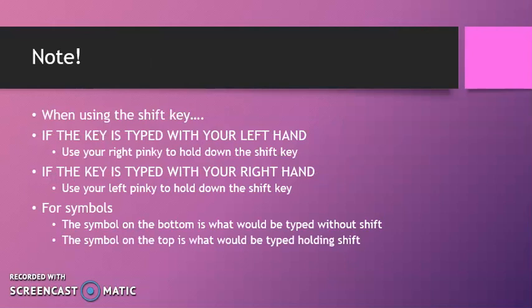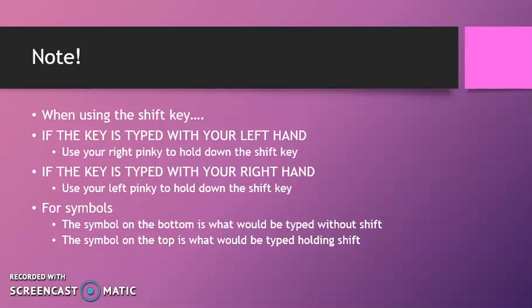But please note, when you use the shift key, if the key that you want to be in capitals is one you would type with the left hand, you would use your right pinky to hold down the shift key. And the same goes for the opposite. If the key that you want to type as a capital is typed with your right hand, you would use the left pinky to hold down the shift key.